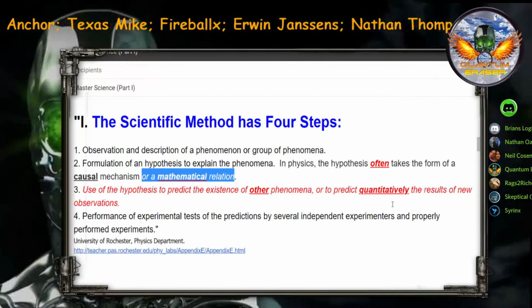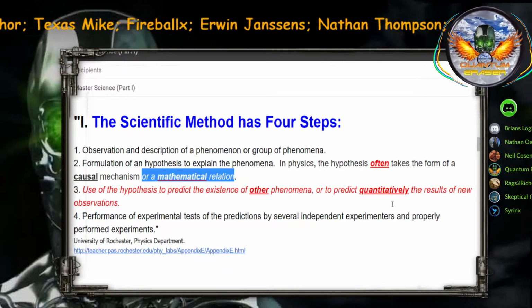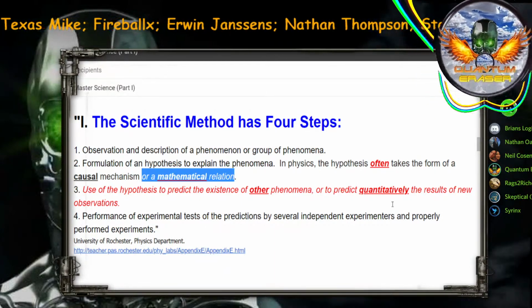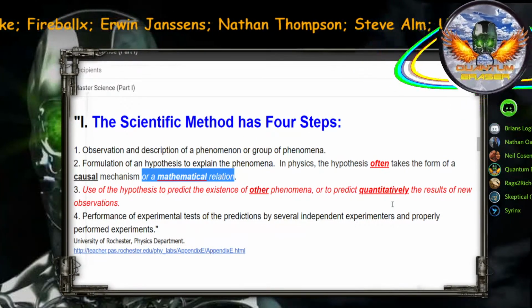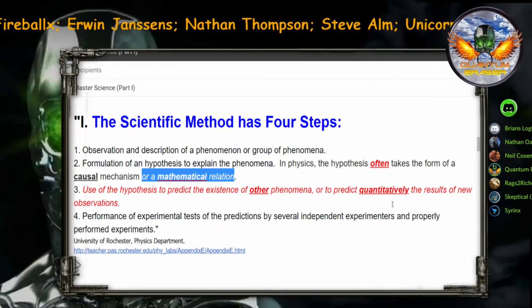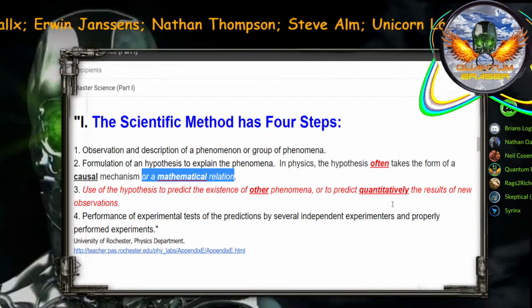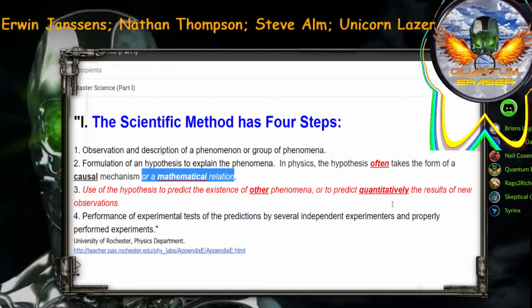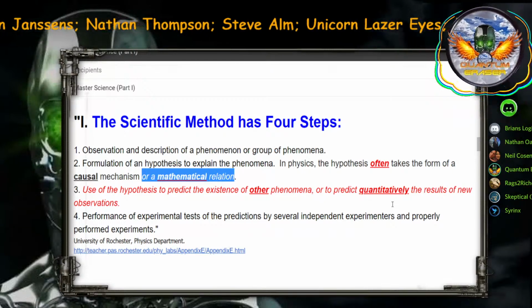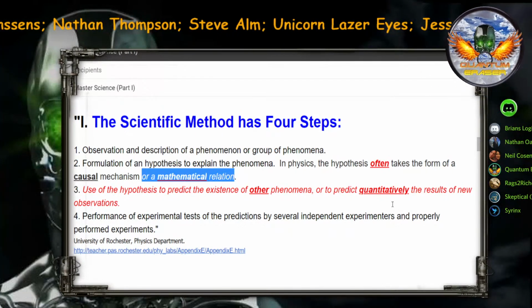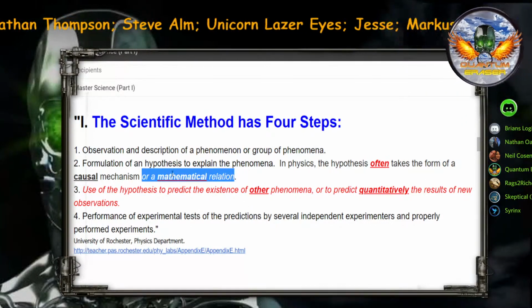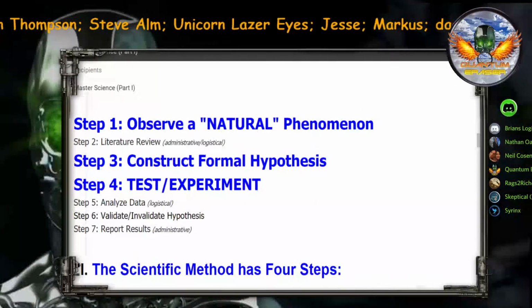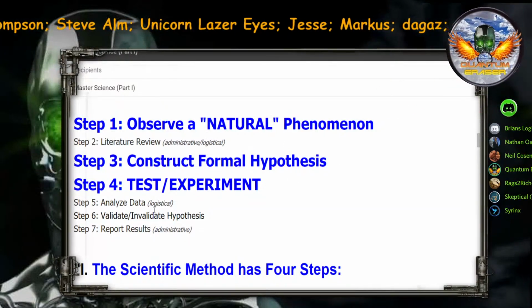And that's fine. But that is not science. That is not natural science. Measurement is not natural science. That's it. It's not quantitative. It's strictly qualitative. And number 4 is correct. Let me see this. Performance of experimental tests of the predictions by several. Yes, that's correct. So take out number 3, take out half of number 4, and you got my 3 steps up here. The 3 indispensable steps.